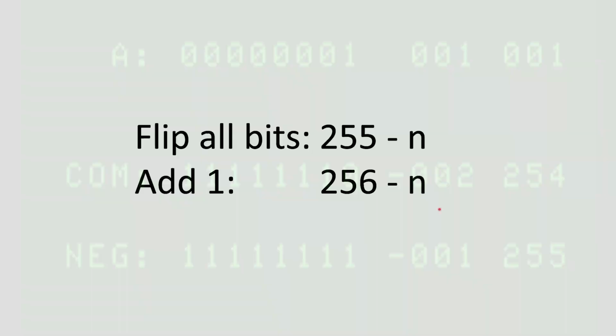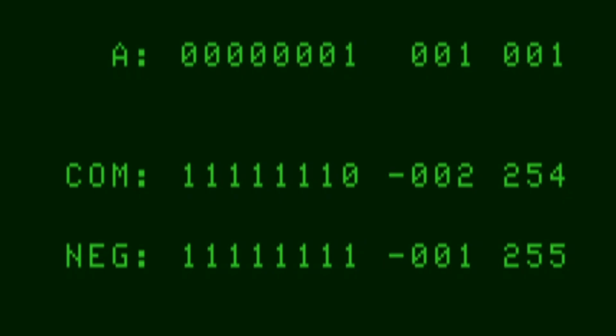We can break out the two steps to perform 2's complement by using the COM and the NEG instructions. The COM or complement instruction just flips all the bits, and that's the first step. The NEG instruction does both steps, so it will do the COM to flip all the bits, and then it will add one. So starting with a one, flipping all the bits gives us this, which is actually a negative two, and then we have to add one to get the 2's complement, and that brings us back to negative one.